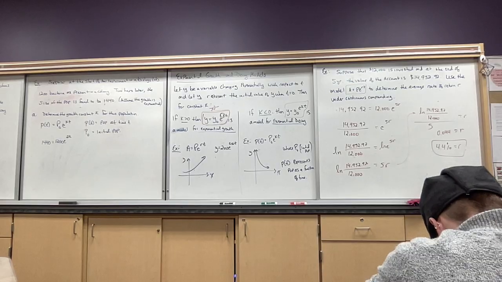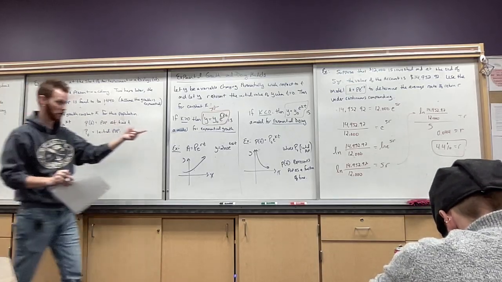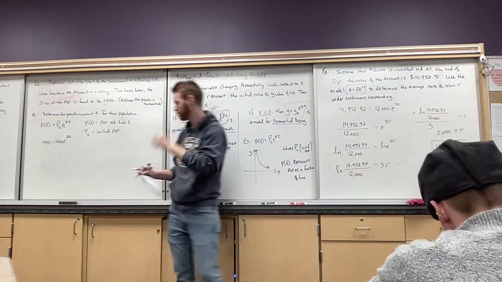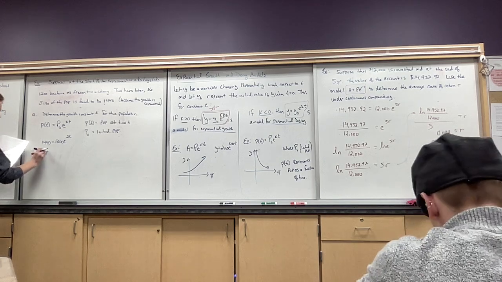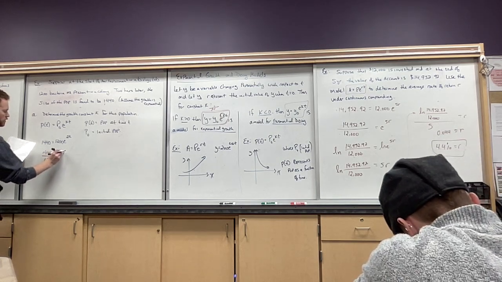Now, the good news is, even though I erased this example, it's still kind of like this over here. Get the exponential by itself. So let's divide by 1,200. So we get 1,440 divided by 1,200 equals e to the 2k.